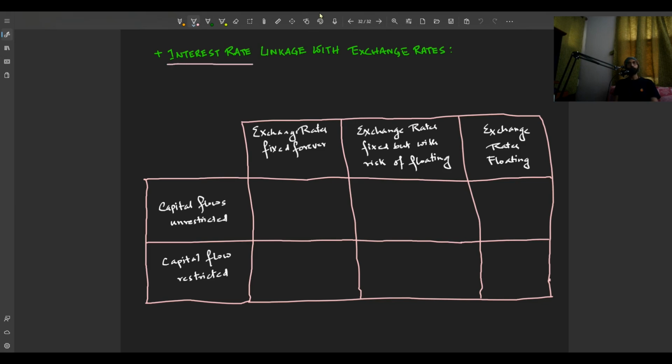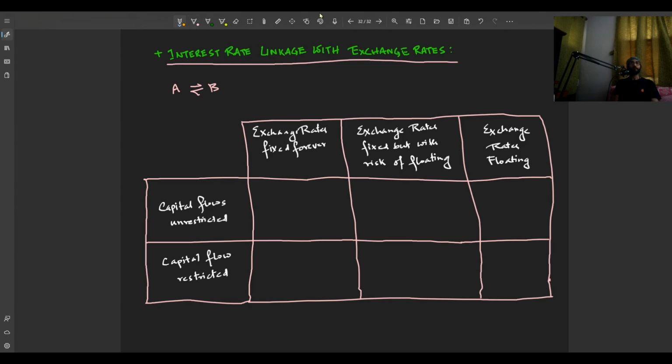Interest rate linkage with exchange rates. So let's say there are two countries, A and B. In the initial condition, they have unrestricted capital flows and fixed exchange rates which are expected to be fixed forever. In that kind of scenario, they will have identical yield curves.